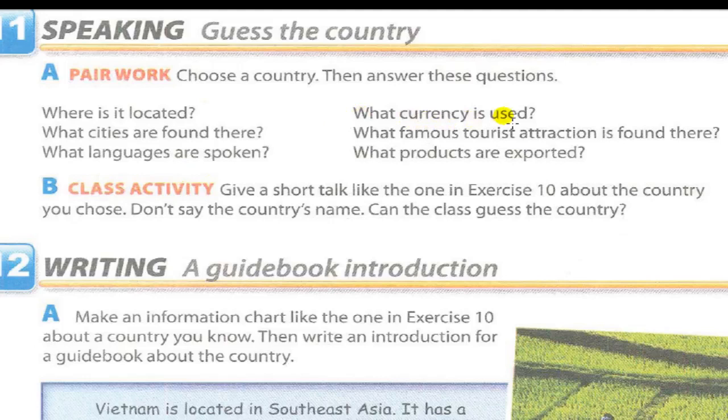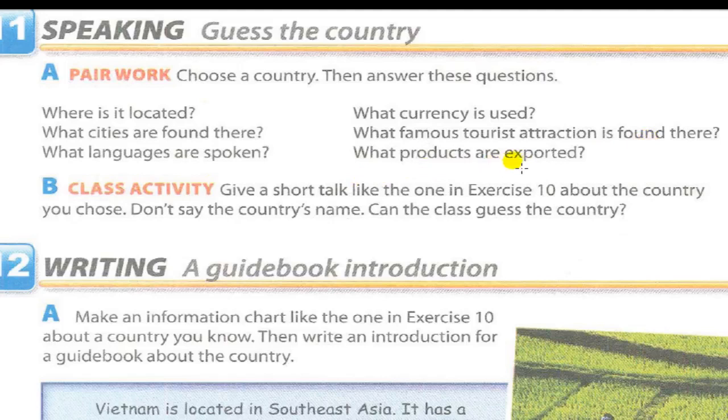What currency is used? The Australian people use the Australian dollar. What famous tourist attraction is found there? There are a lot of tourist attractions in Australia. There are wonderful forests, wonderful jungles, wonderful landscapes, natural places. You can visit different museums in Melbourne and Sydney.